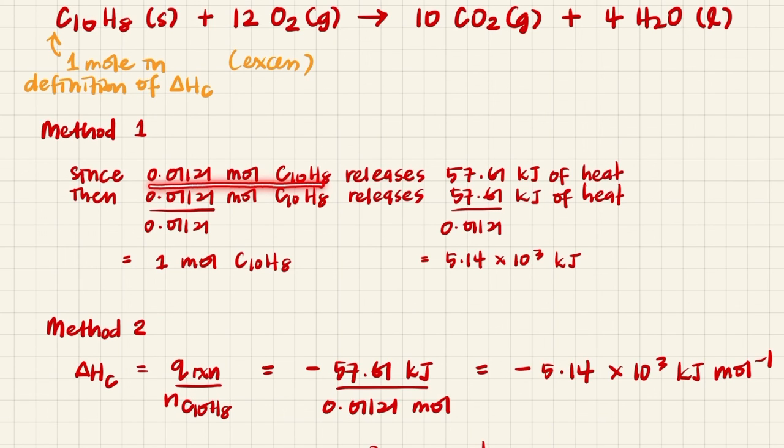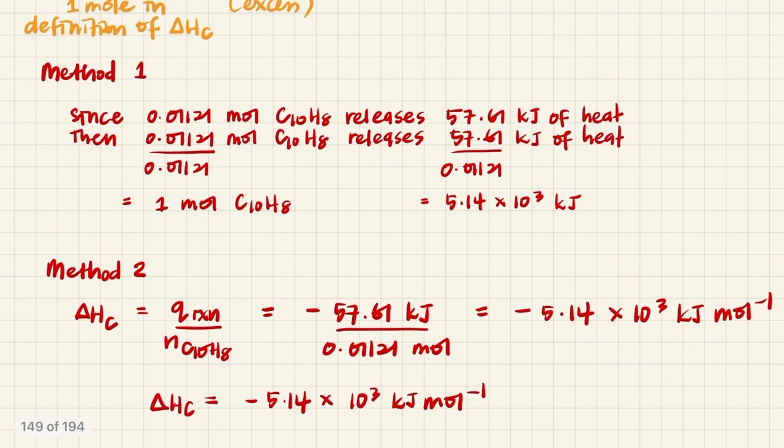So since this amount of C10H8 releases 57.61 kilojoule of heat, then you want to find for 1 mole of C10H8, it will release this amount of heat. You just divide lah. This divide this, you will get 1. So you just divide this one with the same value. So this means that 5.14 times 10 to the power of 3 kilojoule of heat will be released when 1 mole of naphthalene is being burned.